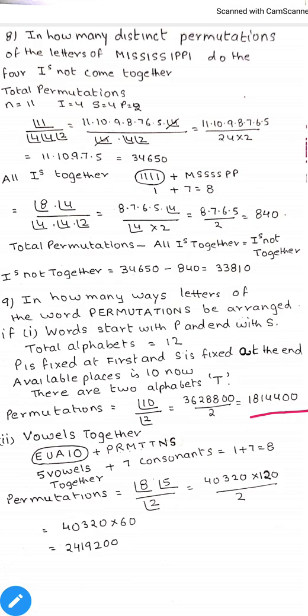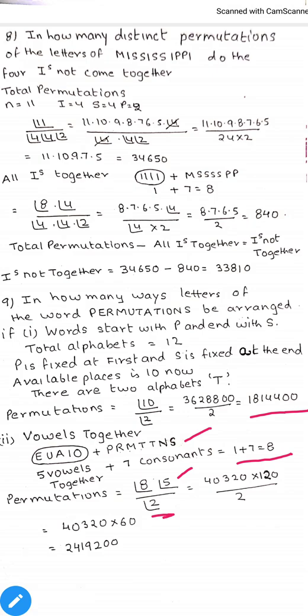Now vowels together. Second part is vowels together. How many permutations are there? We consider the vowels E, U, A, I, O of the word PERMUTATIONS and the consonants separately. So 5 vowels and 7 consonants. 5 vowels considered together is 1. 1 plus 7 is 8. So total permutations is factorial 8. Factorial 5 is the number of arrangements of vowels, and factorial 2 is for the repeating letters.